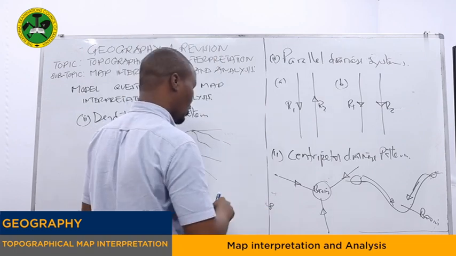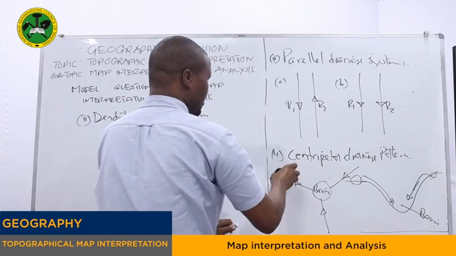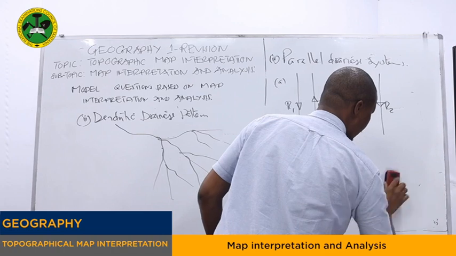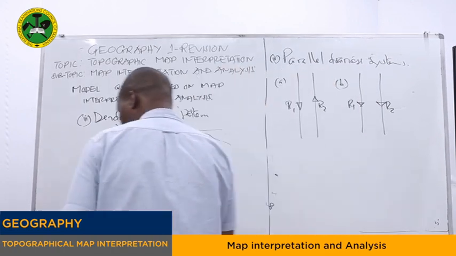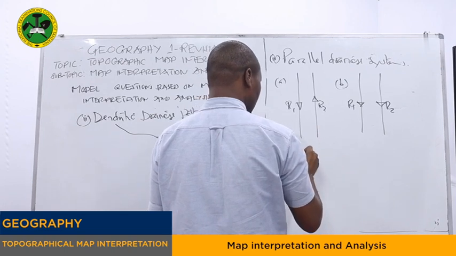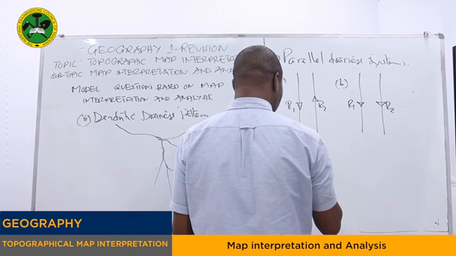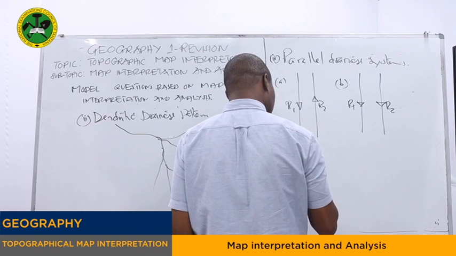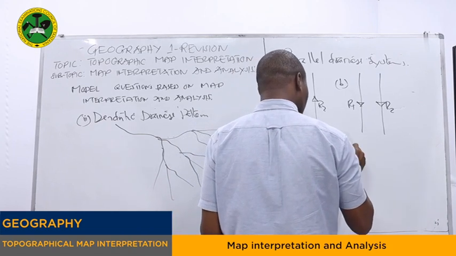Then we have what we call the Trellis drainage pattern. The Trellis drainage pattern refers to the drainage pattern in which the rivers flow, forming or meeting each other at less than 90 degrees. Trellis drainage pattern.